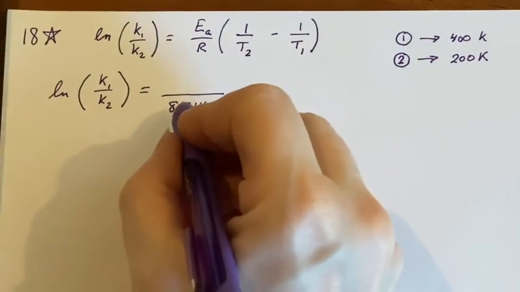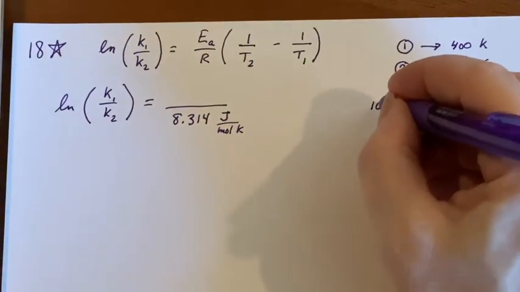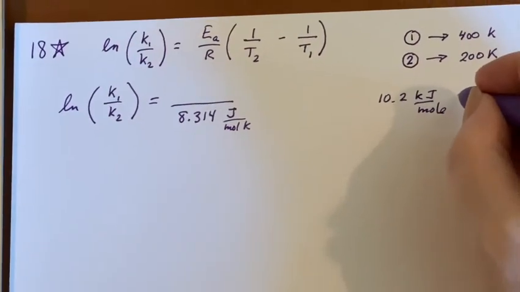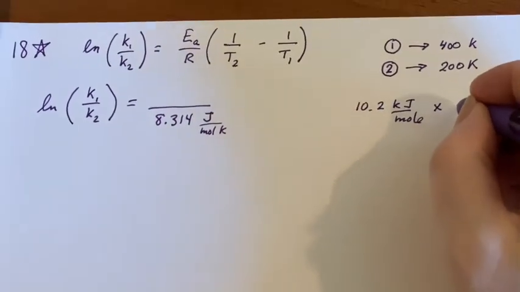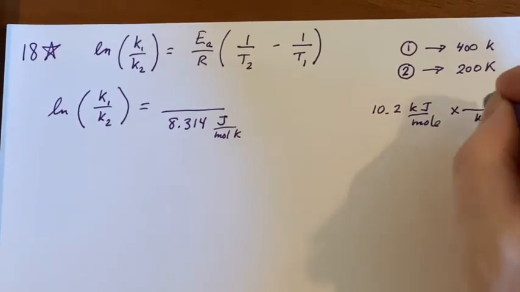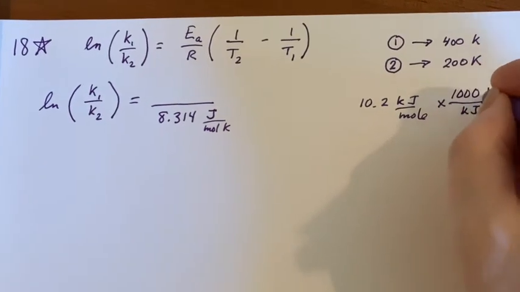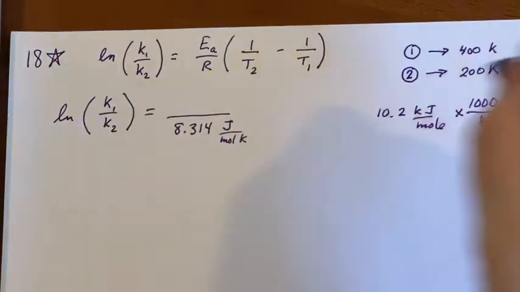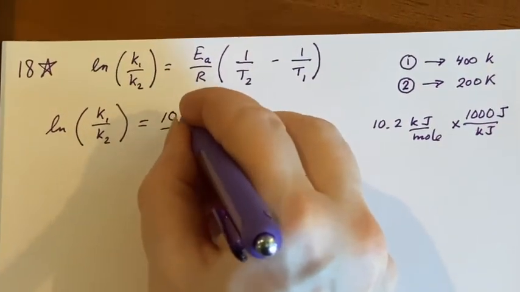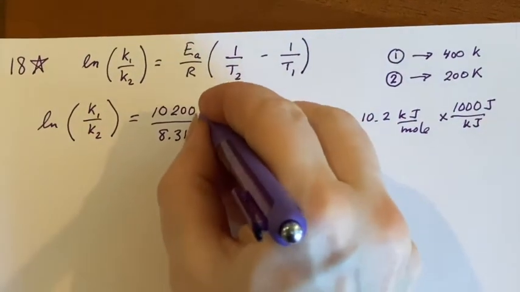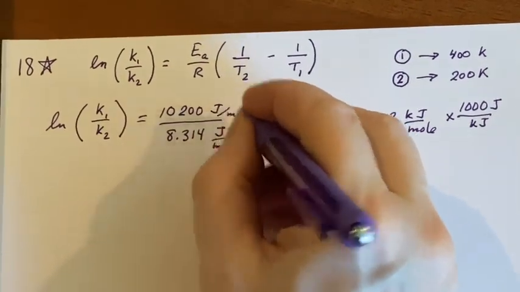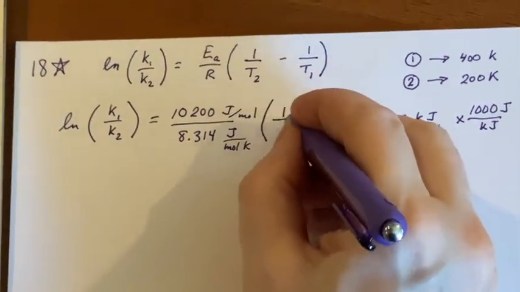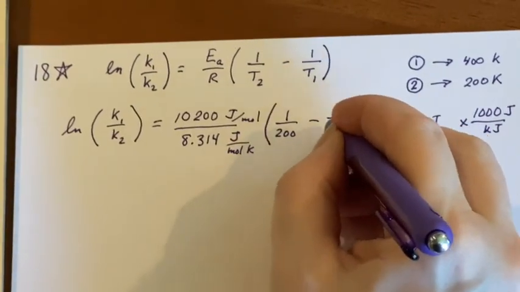So up here, where they told me it was 10.2 kilojoules per mole, I should keep in mind that that is going to convert, because kilo simply means 1,000, so every kilojoule is 1,000 joules. So I've just translated the word kilo into the number 1,000. So I'll end up writing over here 10,200 joules per mole. And you can see the joules and the moles completely cancel out right away. And then over here, this will be 1 over 200, and this will be 1 over 400.